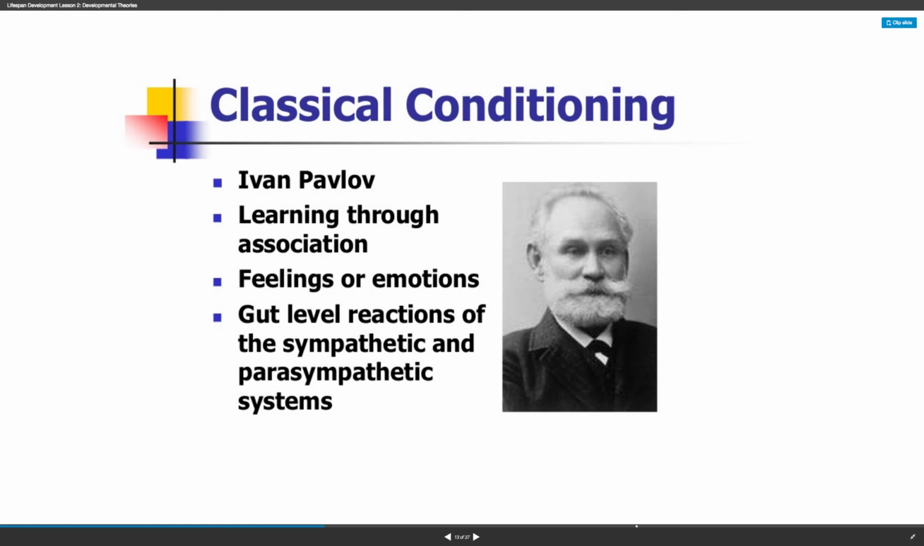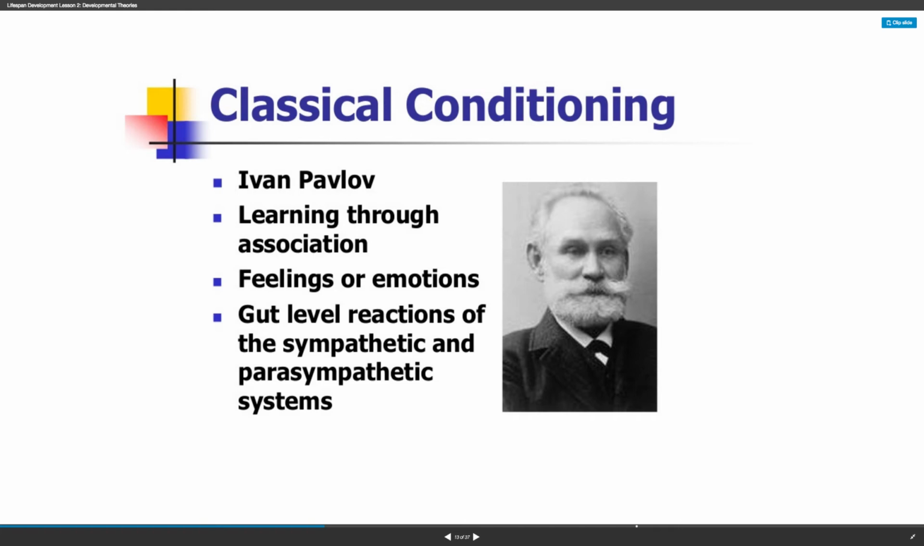Classical conditioning occurs when we learn from association. The reaction is a gut level physiological response like heart rate, relaxation, respiration, and other ways that our body changes when experiencing an emotion. Our sympathetic and parasympathetic divisions of the autonomic nervous system are engaged.